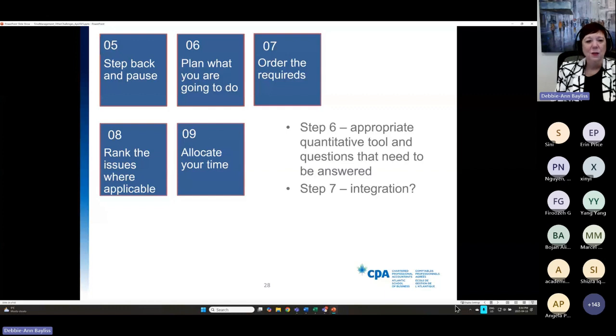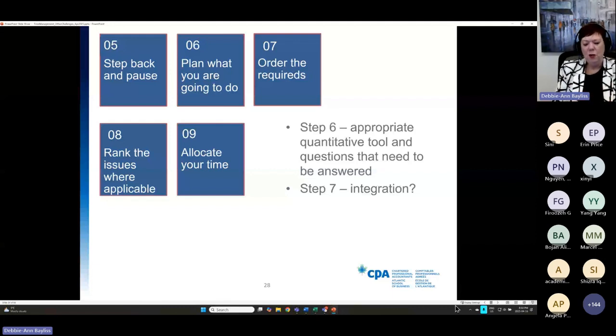Step 7, we're going to do a little bit about this in a while, but step 7 is all about ordering the requireds, thinking about whether the analysis and the recommendation of one required impact another. If so, it needs to be done first, okay? In this instance, there isn't anything.